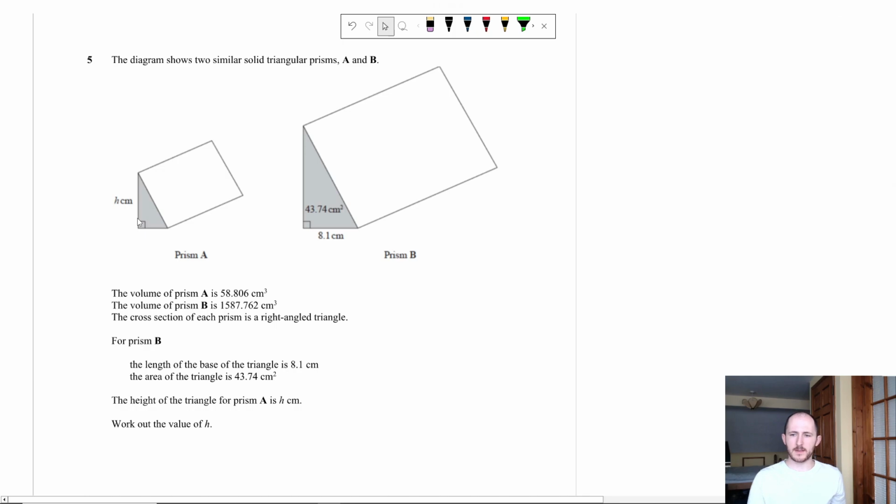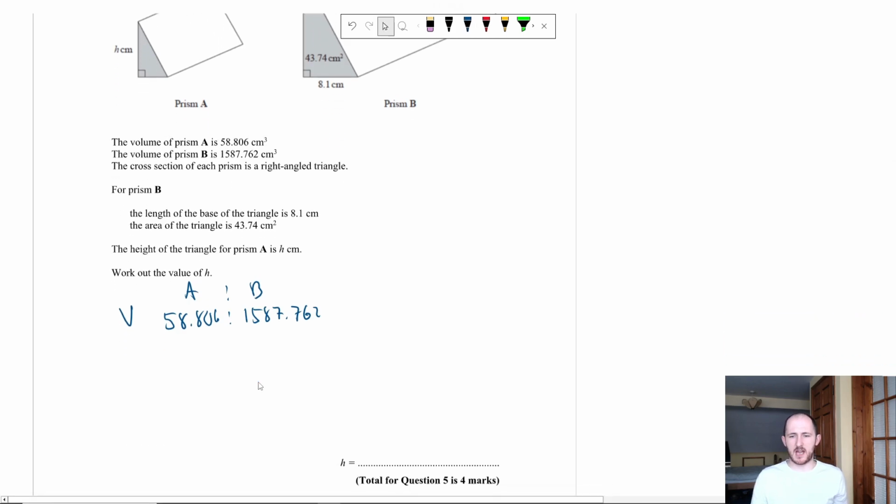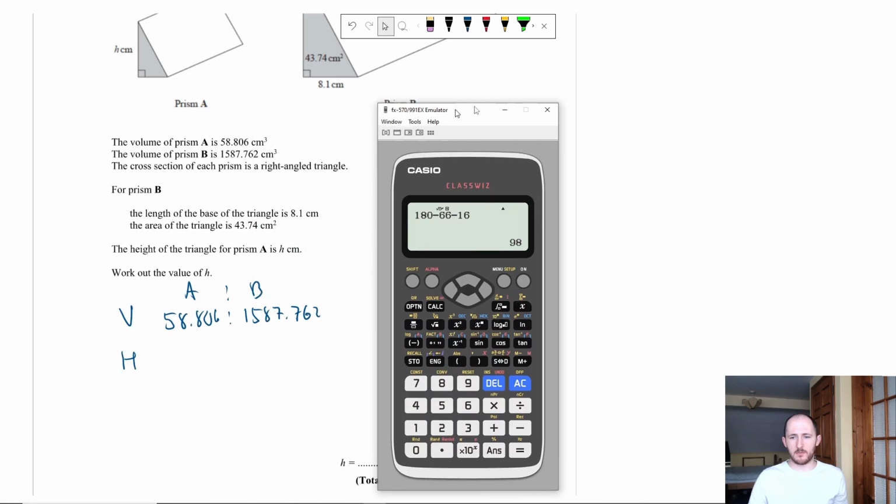Okay. So what I'm looking at here, and this I believe is what we should be doing, is immediately, if it says I need to work out the height here, that means I need the height scale factor. At the moment we have the volume scale factor. So for volume, if we have A to B, we have 2 hideous numbers, 1,587.762. Ugh. So that means the height would just be the cube root of both of those numbers. So cube root both of them.